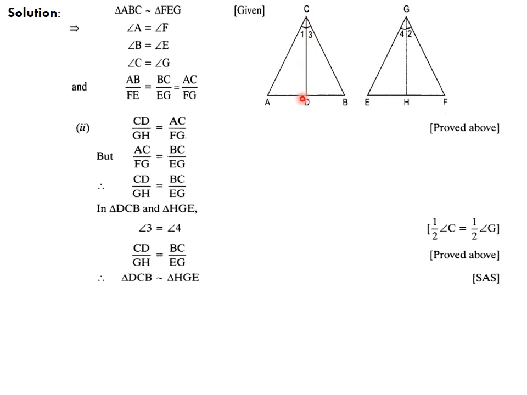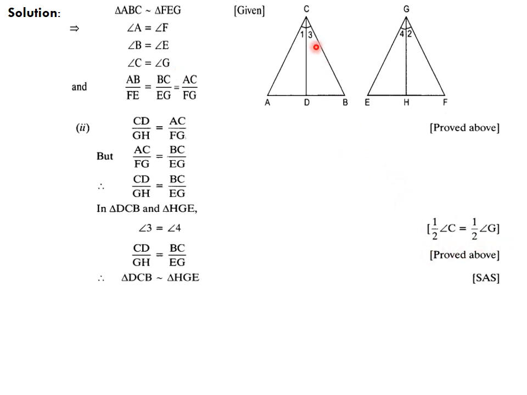So we can see that these two sides are correspondingly in ratio with these two. So we can take the angle between them, this angle and this angle. If we can prove that they are equal, then we can use the SAS similarity criterion. For that, we can already say by this relation that angle C is equal to angle G. Now half of angle C is equal to half of angle G.